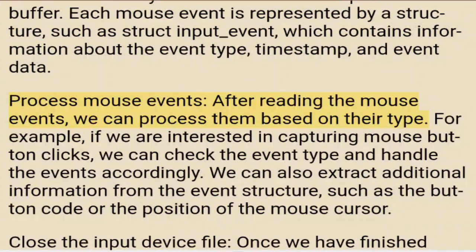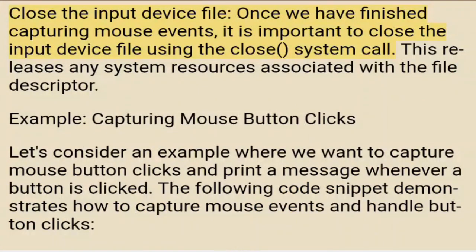Process mouse events. After reading the mouse events, we can process them based on their type. For example, if we are interested in capturing mouse button clicks, we can check the event type and handle the events accordingly. We can also extract additional information from the event structure, such as the button code or the position of the mouse cursor. Close the input device file. Once we have finished capturing mouse events, it is important to close the input device file using the close system call. This releases any system resources associated with the file descriptor.